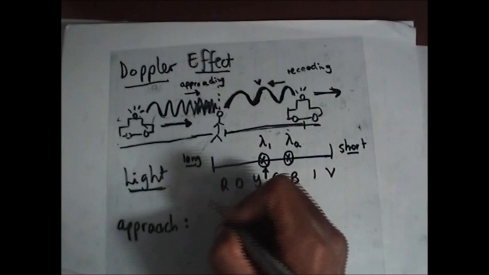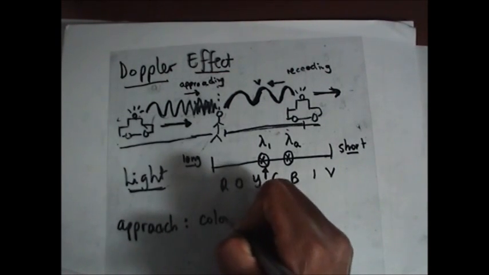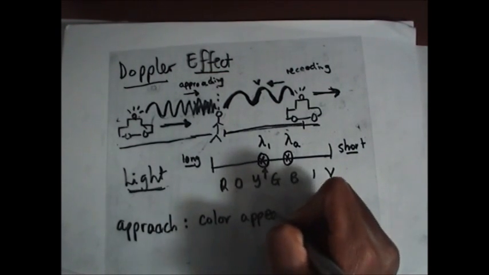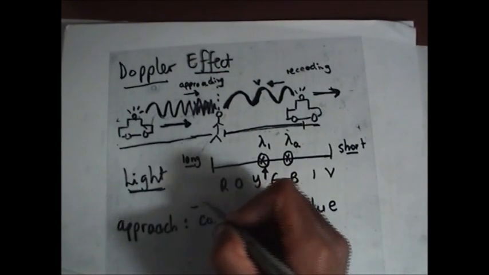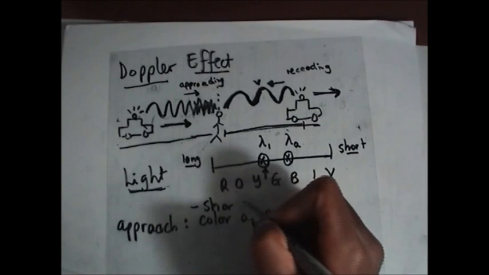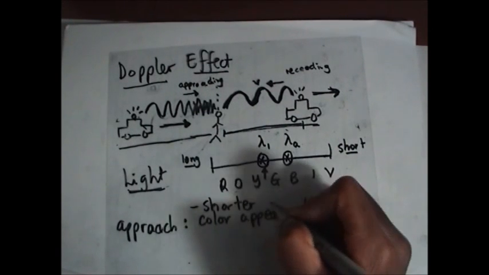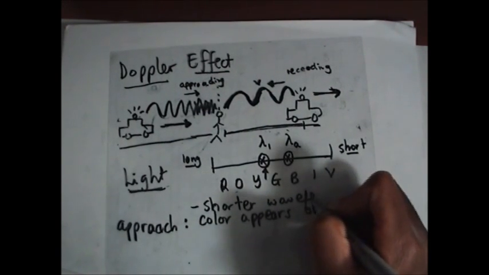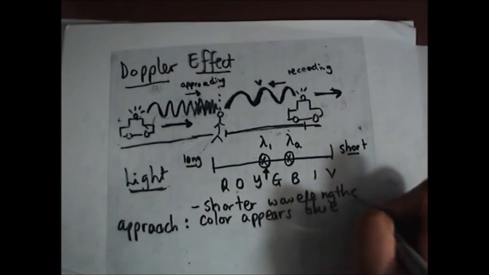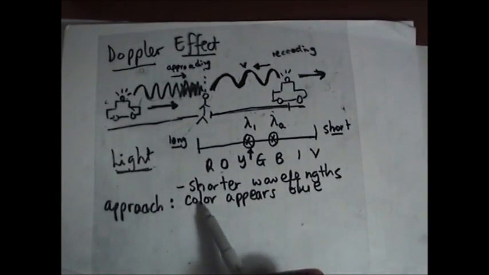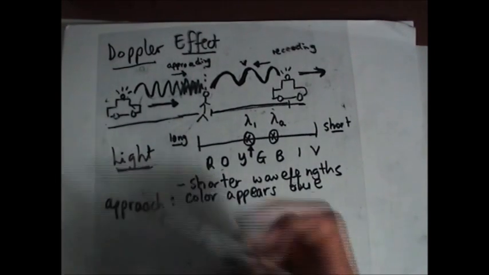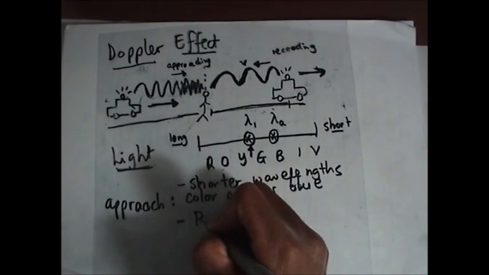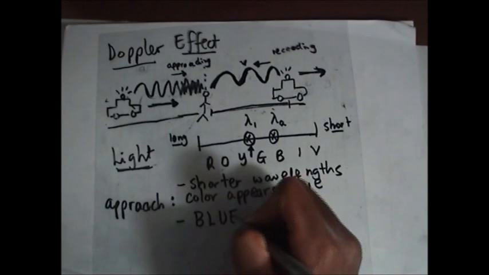On approach, the color appears blue. Okay, on approach, let me write. On approach, we have shorter wavelengths, and the color appears blue. But this phenomenon was given a special name. It's called the blue shift.